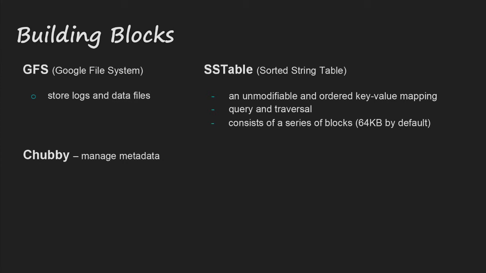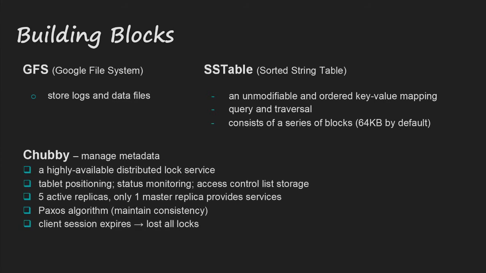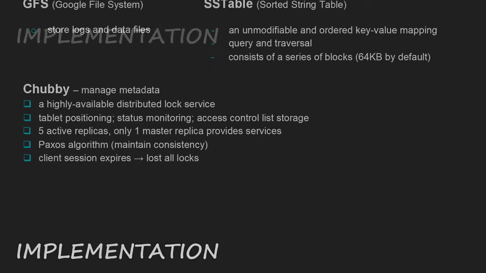Chubby is a highly available distributed log service, which is used for tablet positioning, status monitoring, and access control list storage, etc. It has 5 active replicas. Only one master replica provides service. It uses Paxos algorithm to maintain consistency, and its client must maintain a session with Chubby. If the session expires, all logs will be lost.